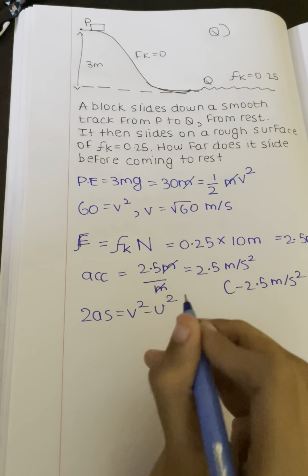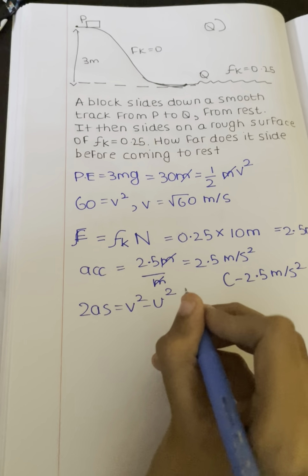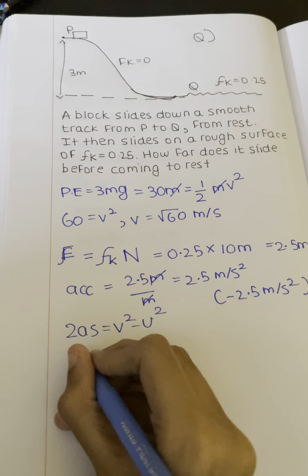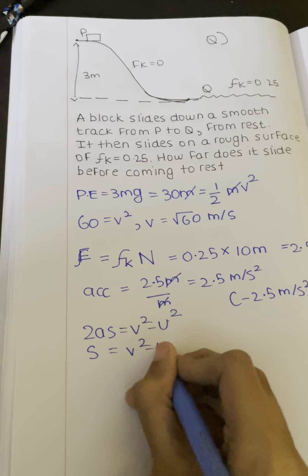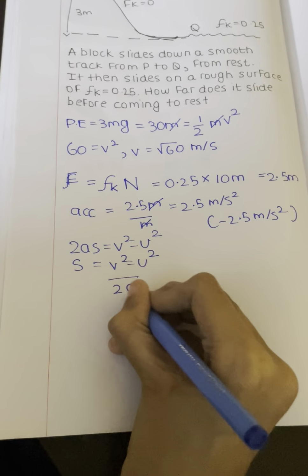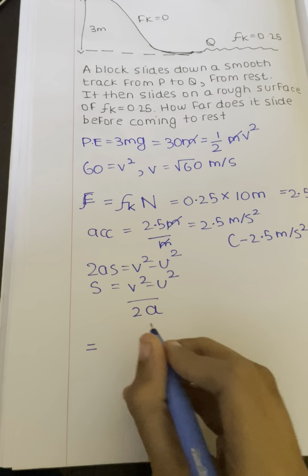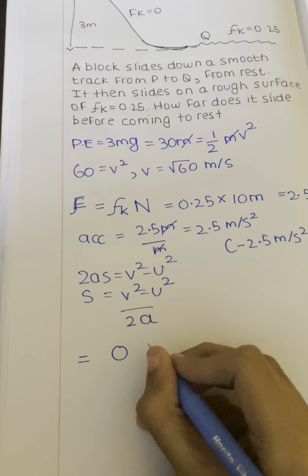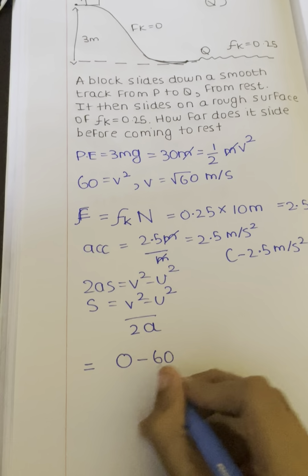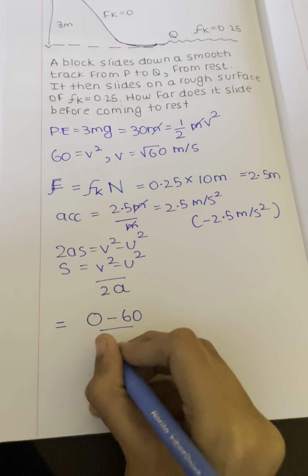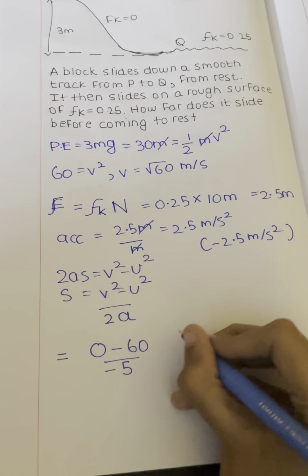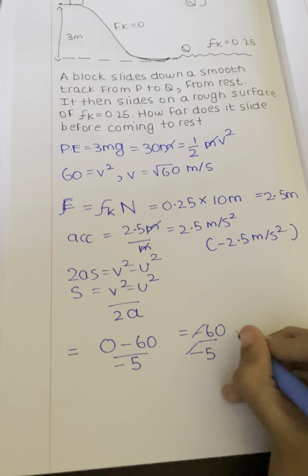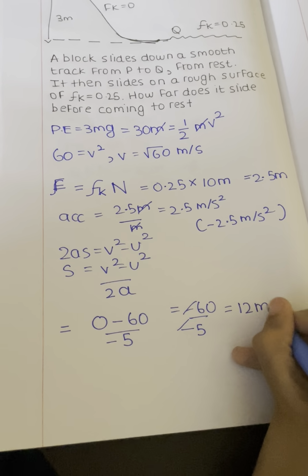We have v², we have u², we have a, and what we need to find is how far does it slide before coming to rest. So we get s. So here we can rearrange this to be (v² minus u²) by 2a, which is going to be, v² is going to be 0, minus u², which is going to be minus 60, divided by 2 into minus 2.5, which is going to be minus 5, which is going to be minus 60 divided by minus 5, minus cancel out, is going to be 12 meters.